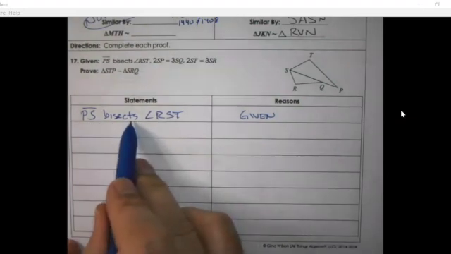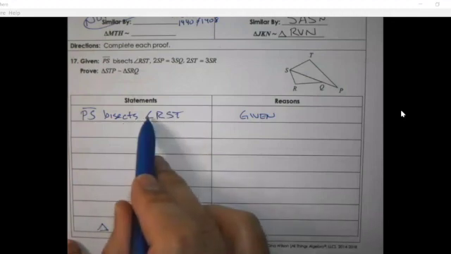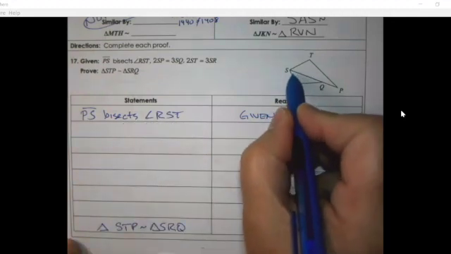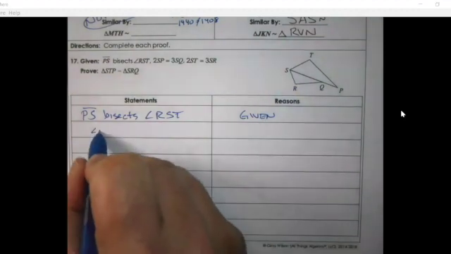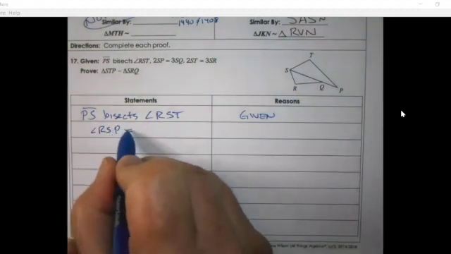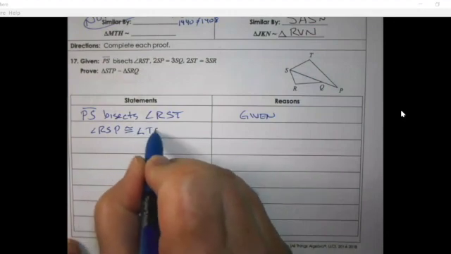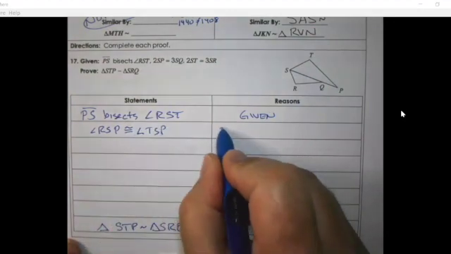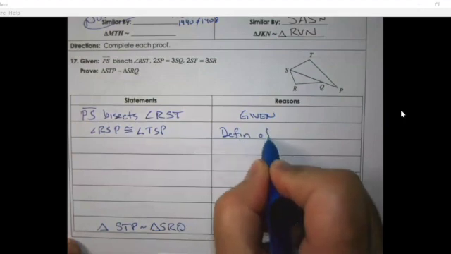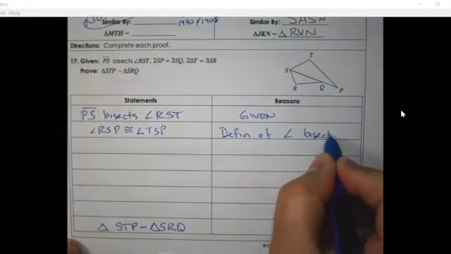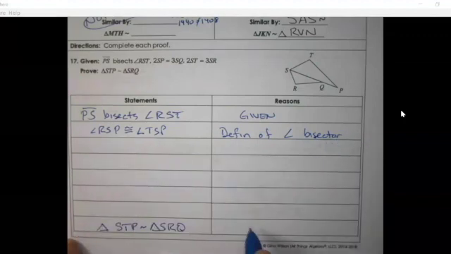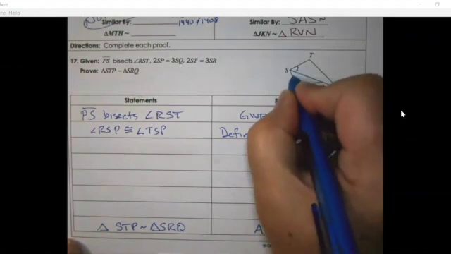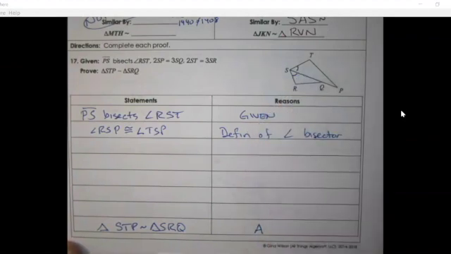So it tells us that this bisects an angle. What does that mean? Well, if this angle, RST, is bisected, that means that angle RSP is congruent to angle TSP. Why? Because that's the definition of an angle bisector. And that gives me something. That gives me an angle that's congruent, right? This angle is congruent to this one. So now I'm either going to be getting another angle and say it's angle-angle similarity, or I'm going to get 2 sides. Well, let's see what they give us.